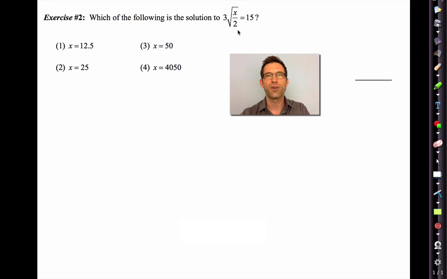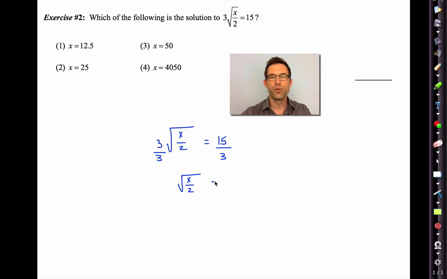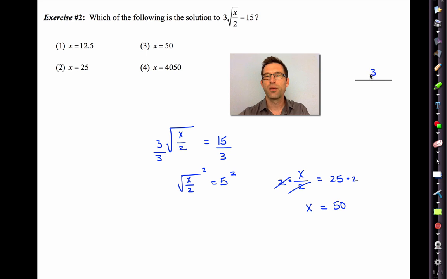So I've got x, I've divided by 2, taken the square root, and then multiplied by 3. So the first thing I'm going to do, let me rewrite the problem down here, is I'm going to undo the last thing I did, which was that multiplication by 3. So I have root of x divided by 2 is equal to 5. Then I'm going to get rid of the square root by squaring each side, and getting x divided by 2 is equal to 25. I'm then going to multiply both sides by 2, and get x equals 50. Choice 3.